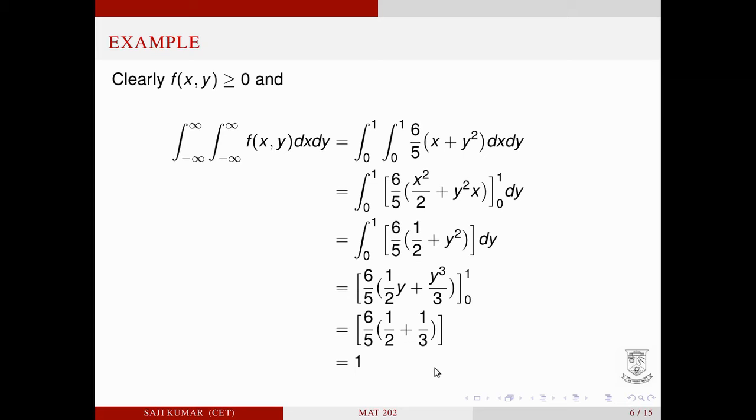That means the volume under the surface z equal to f of x,y over the domain D is equal to 1, so the function f of x,y satisfies the two criteria. One is non-negativity, and the other is that the total double integral value, or the total volume under the surface, is equal to 1. So we can say that this is clearly a probability density function for the two-dimensional random variable (X,Y).